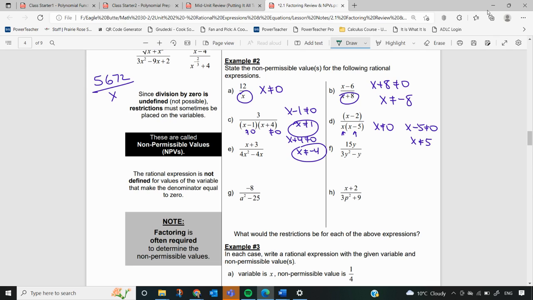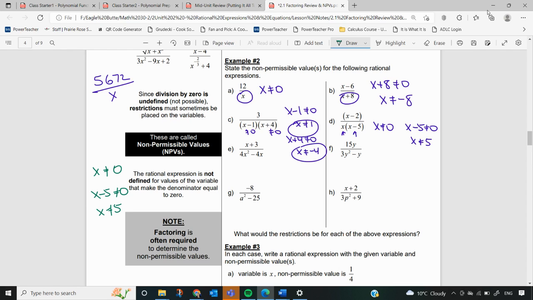If you're someone who has trouble with that not equal to sign, just write equal to, solve it, and then go back and put your slashes in. So for example, for D, you might have said x equals 0 and x minus 5 equals 0, x equals 5. And then if you want to write them as restrictions, you can always go back and put your little slashes through. All right, so for E, F, G, and H, we have to look first at factoring.